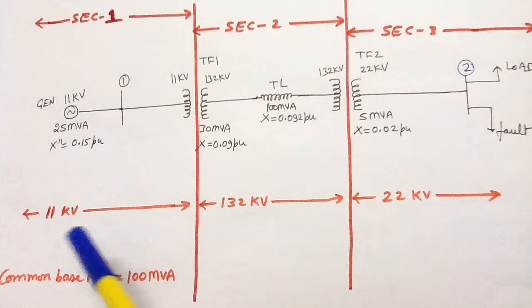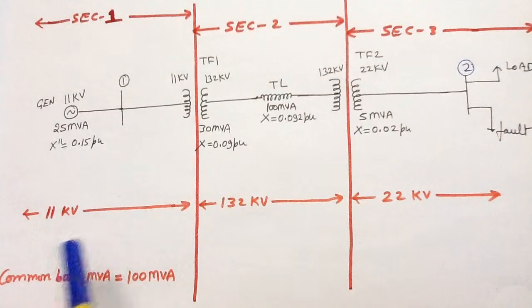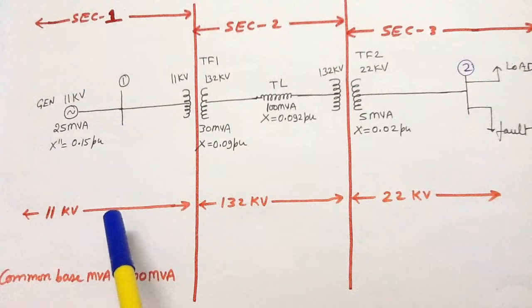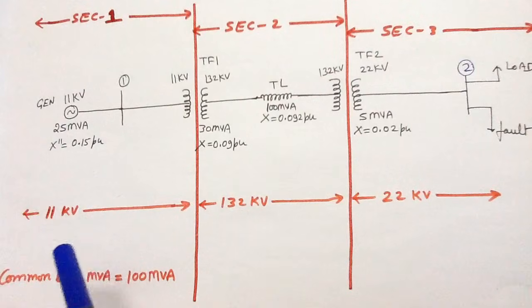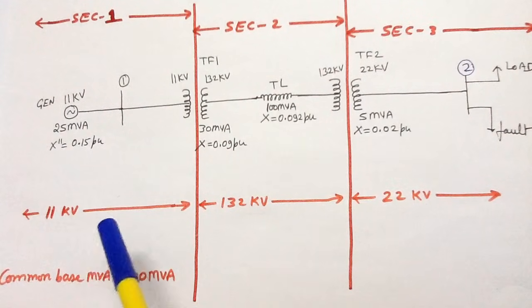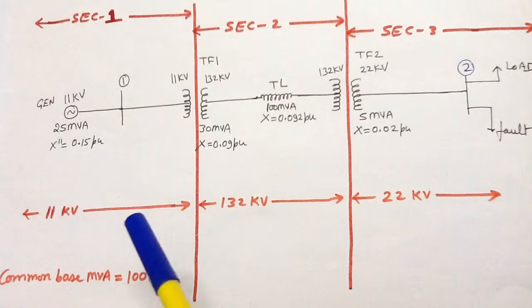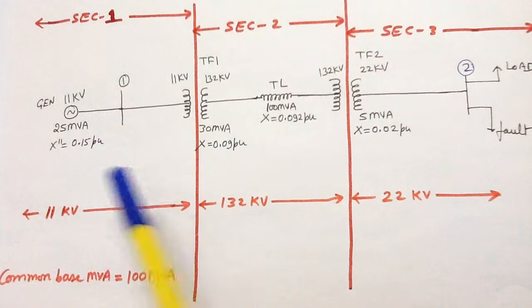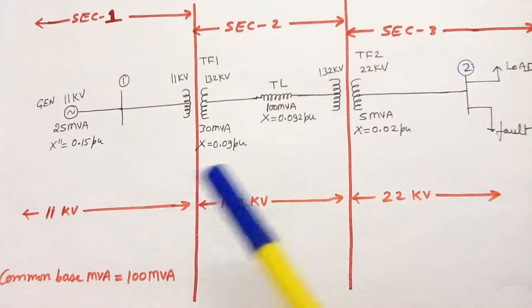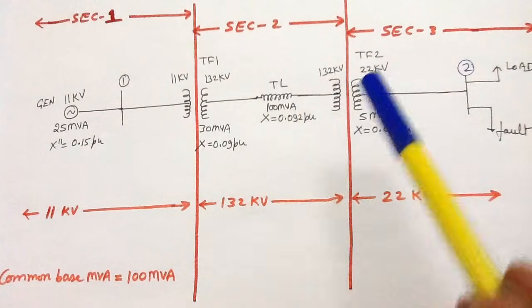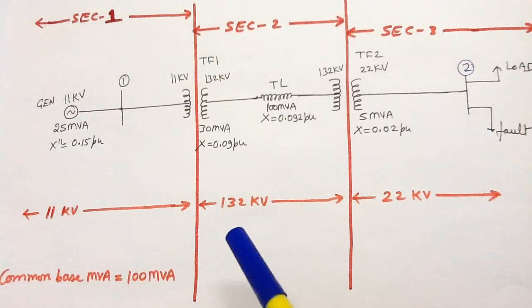One more thing. It is not necessary that you have to take 11 kilovolt as the new base voltage in section number 1. You can take 10 kilovolt, 20 kilovolt, 30 kilovolt as the new base voltage in section number 1, and automatically the voltage which you have chosen in section number 1 will get transformed in section number 2 and section number 3 according to the transformation ratio of transformer number 1 and transformer number 2.